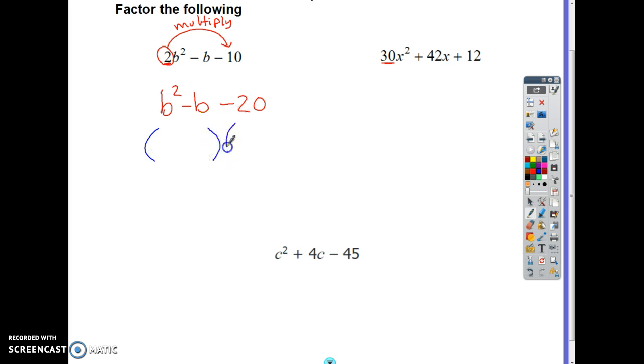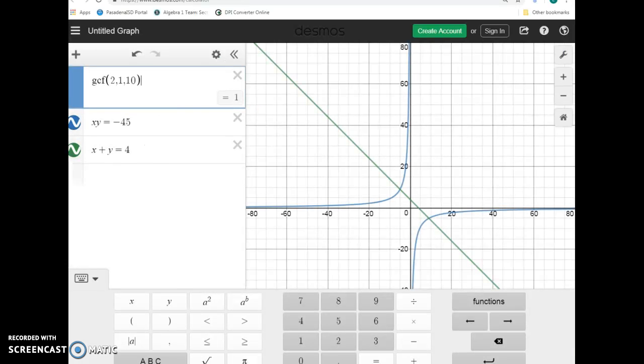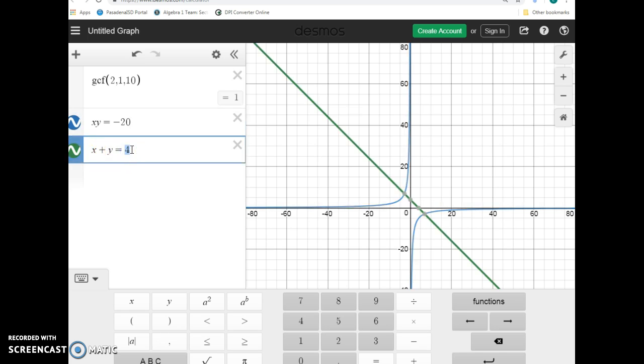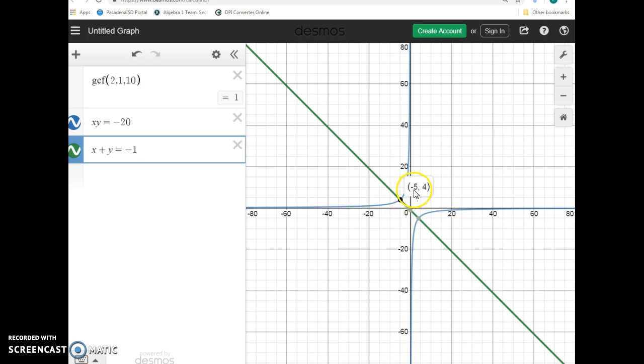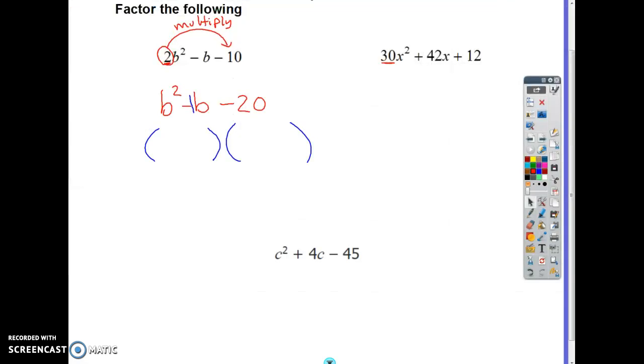Now we're going to factor out. I need 2 numbers that multiply and give me the last one, negative 20, and add to give me the middle one, which is a negative 1. You type those in decimals like this. 2 numbers that multiply and give you negative 20, and add to give you a negative 1. See where they cross, the blue and the green? My numbers are going to be negative 5 and 4. So I'm going to put them in here. Negative 5, positive 4. These are b's, so it'll be b and b.